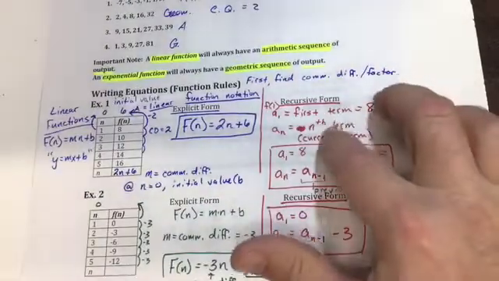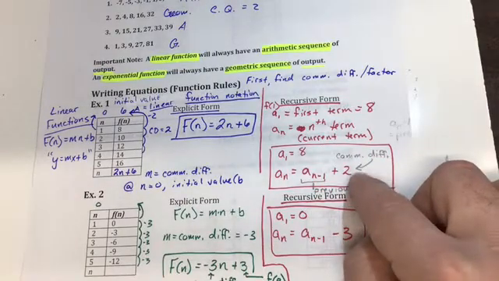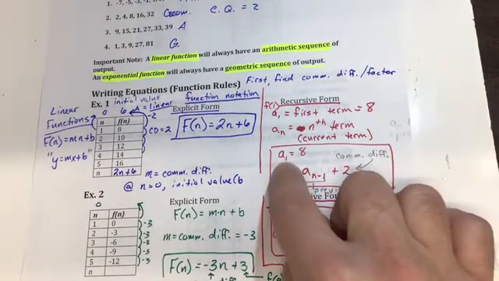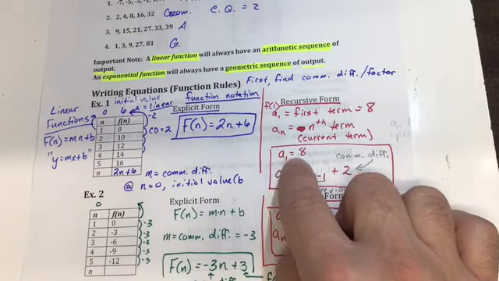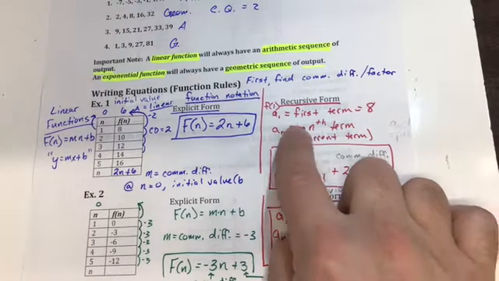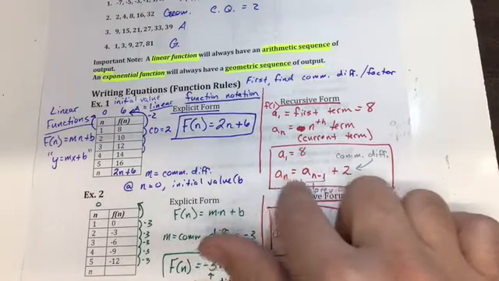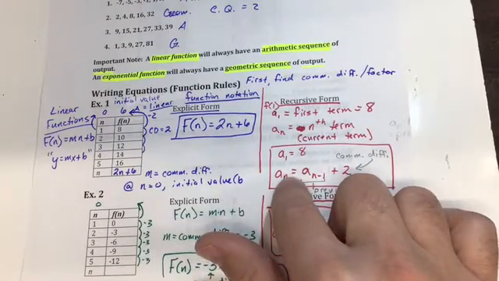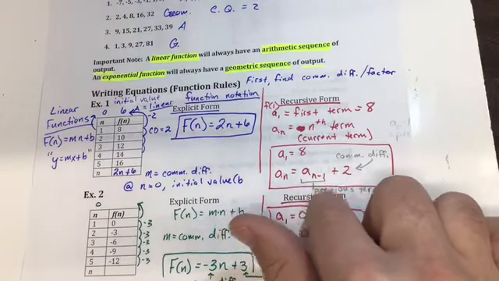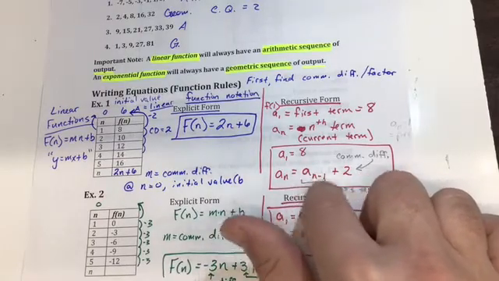But then we learned this new form called recursive form. Recursive form uses two lines. The first line is always just a sub 1 equals the first term. That is always just your first term. And then a sub n is written this way. We're just saying each new term equals the previous term, and the previous term is written as this expression.